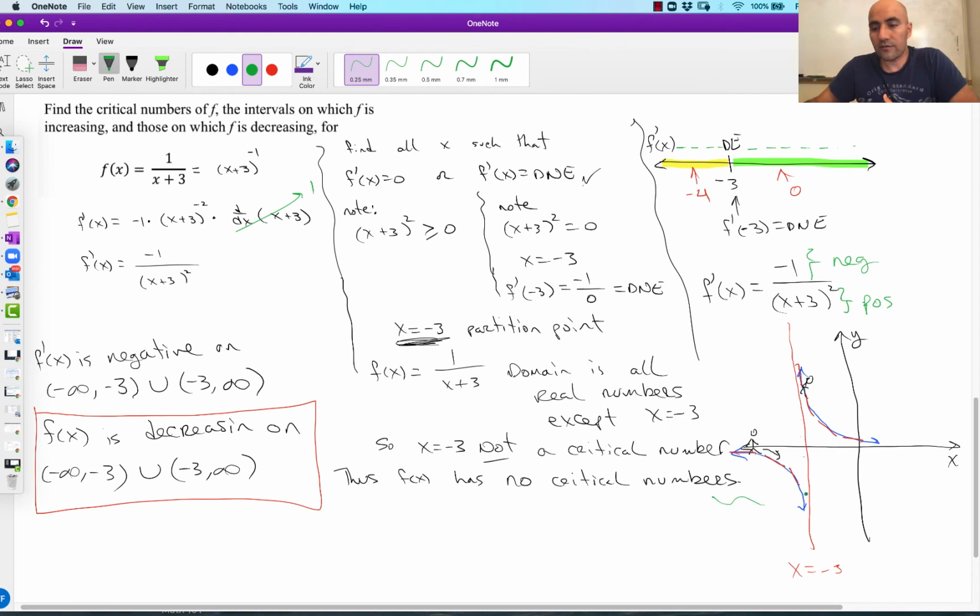So on this interval from -infinity to -3, we can see that our function is decreasing. And again, on this interval from -3 to +infinity, the function is decreasing. Okay, let's graph it using one of our technologies to get a better picture than that.